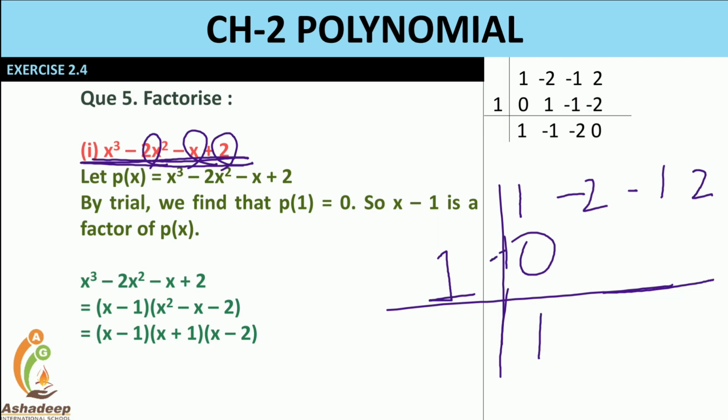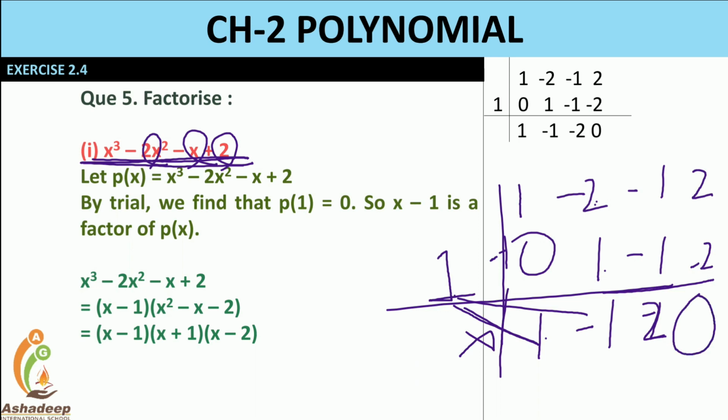1 plus 0 is 1. Now multiply this with 1: 1 ones are 1. Add this: minus 2 plus 1 is minus 1. 1 times minus 1 is minus 1. Minus 1 add minus 1 is minus 2. Minus 2 into 1 is minus 2. And here it is 0. See, if we get 0 here, then our sum is right. If we don't get 0 here, then we have made some mistake.